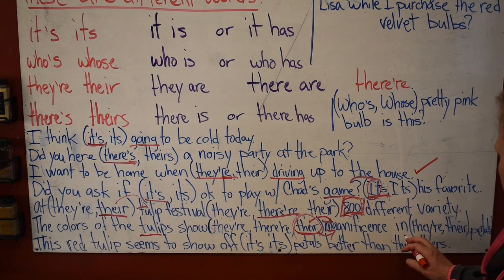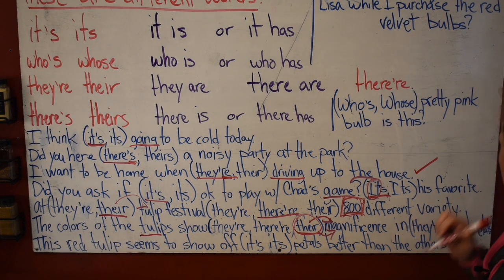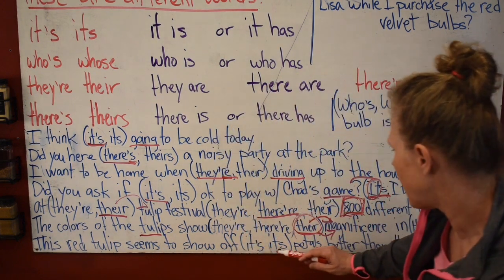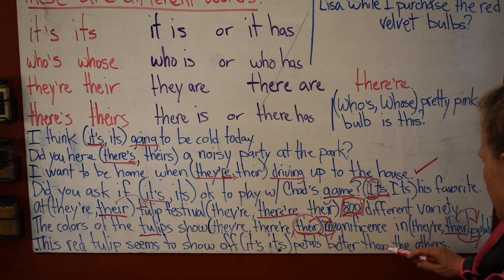Now how about in their petals? Which one? Second. This one right here. I didn't put the other one up because I ran out of space, and it's their petals. This there is describing petals, right? This is an adjective. This red tulip seems to show off its petals better than the others.